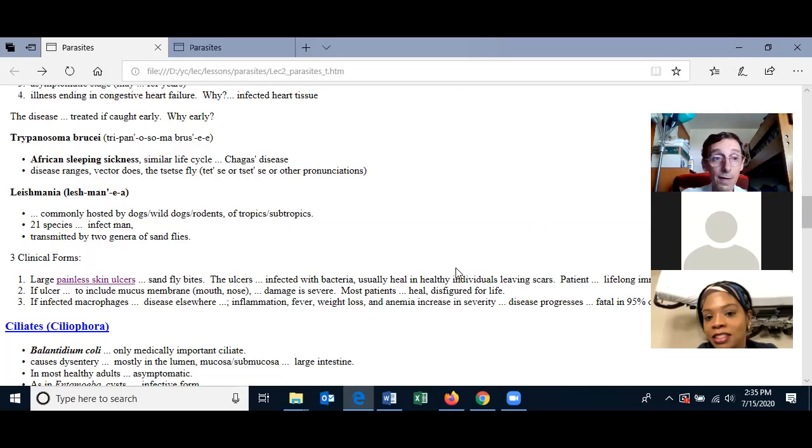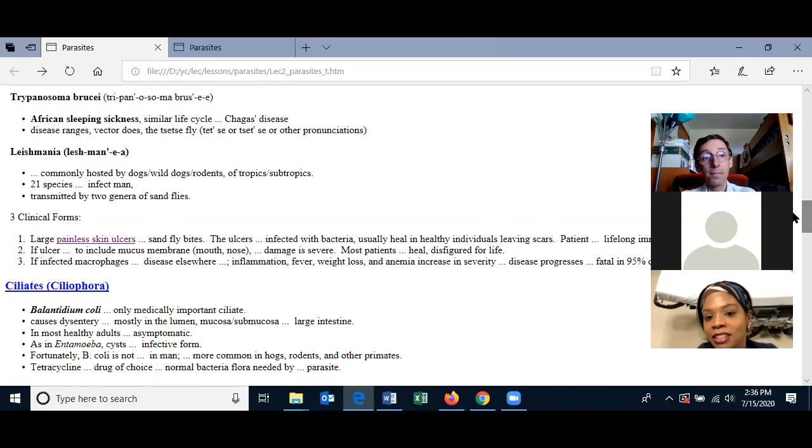All right. The other flagellate I want to talk about is Leishmania. Leishmania is found in most places in the tropics and the subtropics. It is a parasite that's commonly hosted by dogs, wild dogs, and rodents. And it too is transmitted to humans by a vector. The vector that spreads Leishmania to humans is an insect called sandflies. Any questions about that?